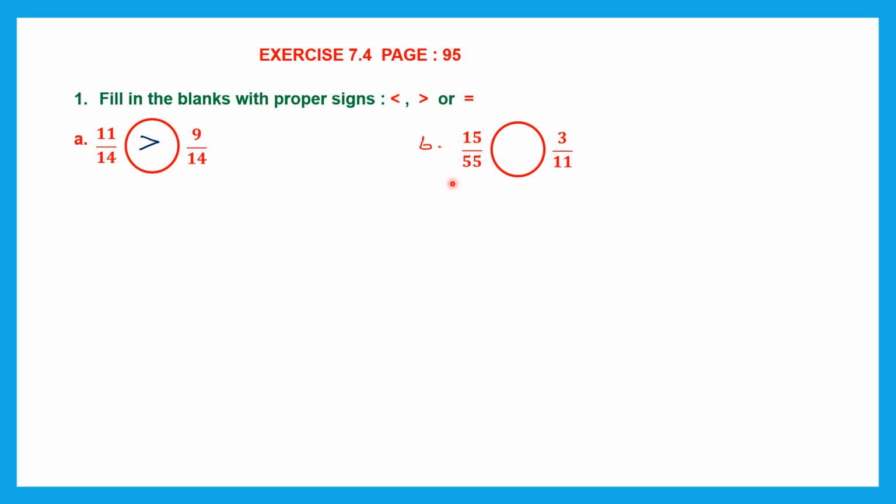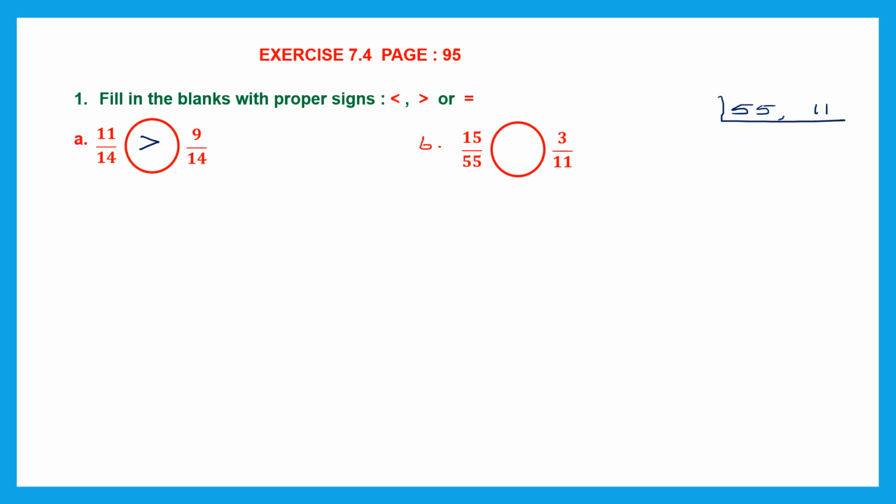Now question B, 15 by 55 and 3 by 11. Here the denominators are different, and the numerators also are different. When the denominators are different, they are called unlike fractions. When they are unlike fractions, we have to change them to like fractions, and then it's easy to say which is greater. So we take the denominators, 55 and 11, and find the LCM of the denominators.